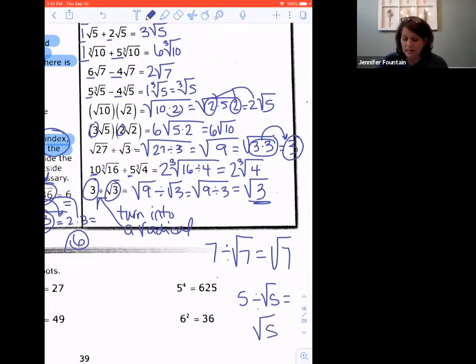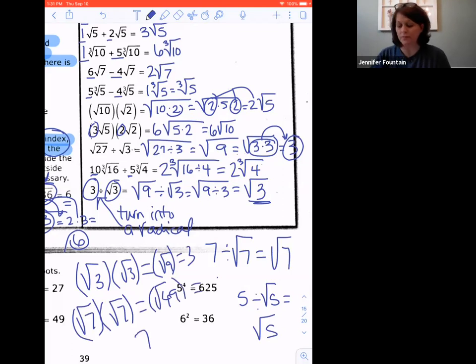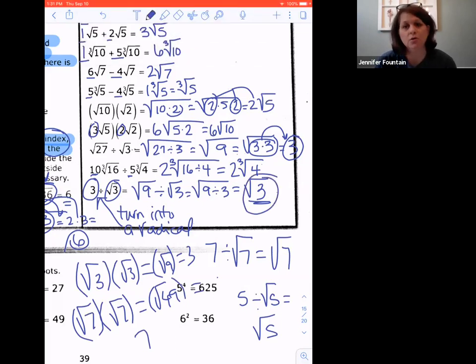Because here, the square root of 3 times the square root of 3 equals the square root of 9, which equals 3. The square root of 7 times the square root of 7 equals the square root of 49, which equals 7. So all you've got to do is tell what the radical answer would be.